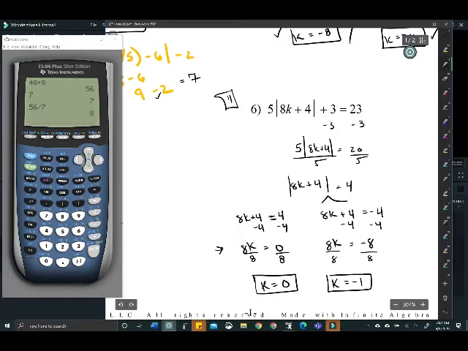If you're concerned with either of those, well, let's mentally think. 8 times 0 is 0 plus 4. Okay, it's just 4. So 5 times 4 is 20 plus 3 is 23. So I did that one mentally if you were listening. 8 times negative 1 is negative 8 plus 4 is negative 4. A negative 4 in an absolute value makes it positive. So 5 times 4 is 20 plus 3 is 23. They both work. All right.